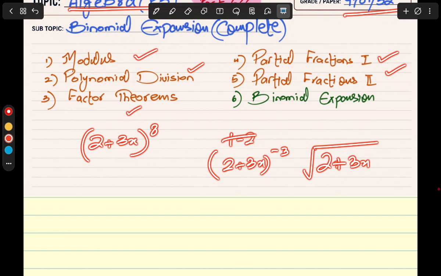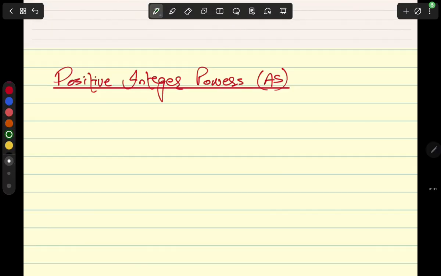Today, you'll realize something very important. There is only one binomial formula. Cambridge simply changes the value of the power. So let's begin. Let us start with something familiar.